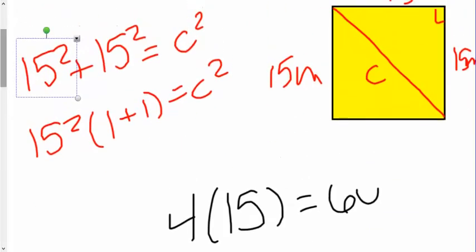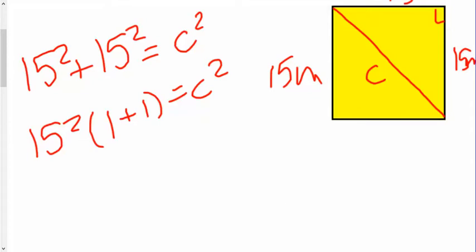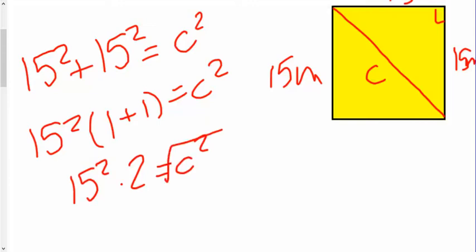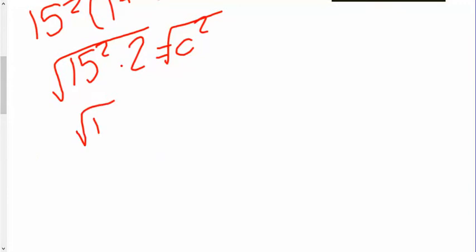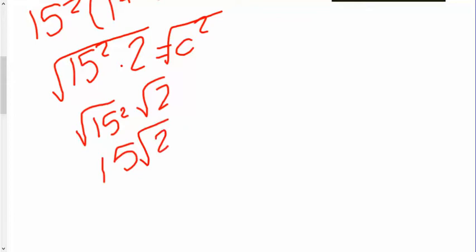So this really means that I have 15 squared times 2 equals c squared. To get c by itself, I take the square root. So taking the square root of 15 squared is just going to be 15. But the square root of 2, I can't simplify that down. And that would mean that my side length would be 15 square roots of 2.